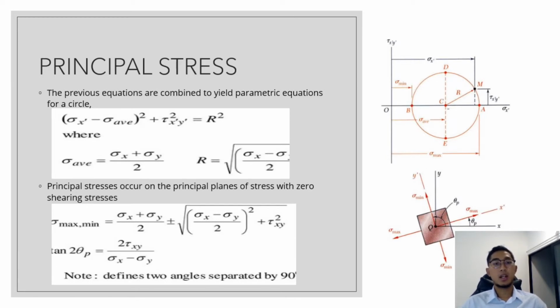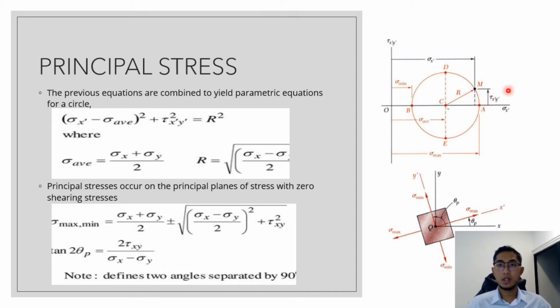Principal stress occurs on the principal plane of stress with zero shearing stress. The formula, as we can see, sigma max or min is equal to (sigma x plus sigma y) divided by 2 plus or minus the square root of ((sigma x minus sigma y) over 2) squared plus tau squared xy. From the picture, we can collect the information, which is this is the sigma x prime and this is tau x prime y prime. We can get it from here.